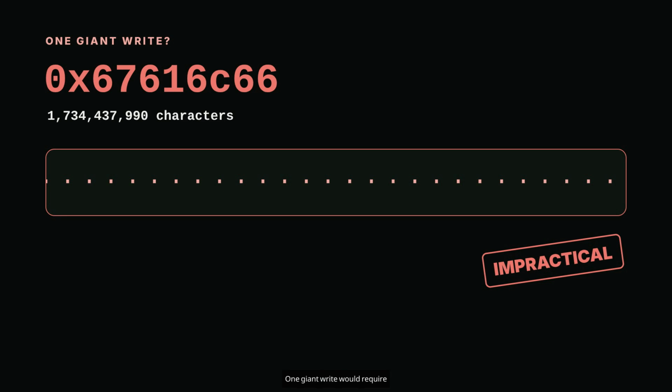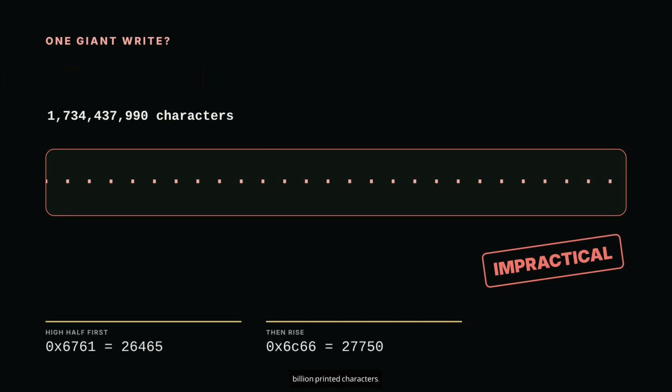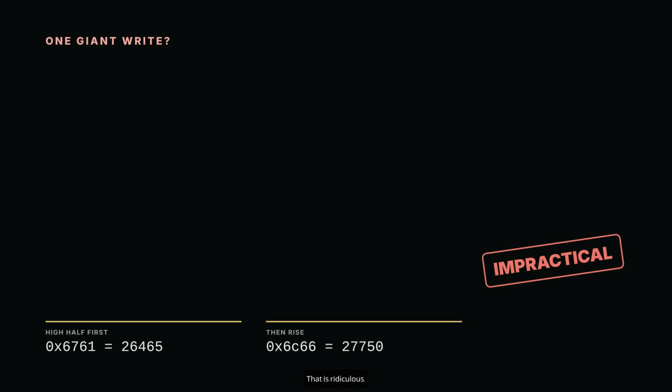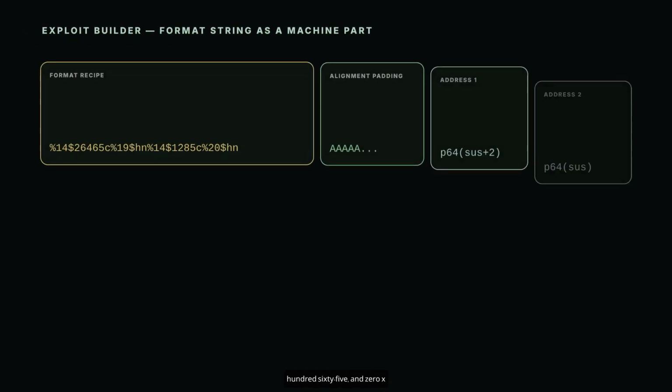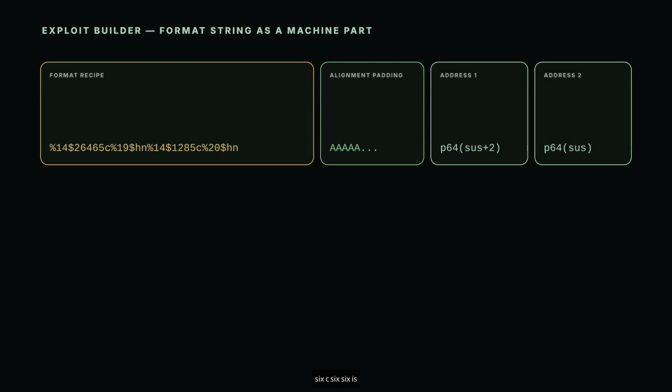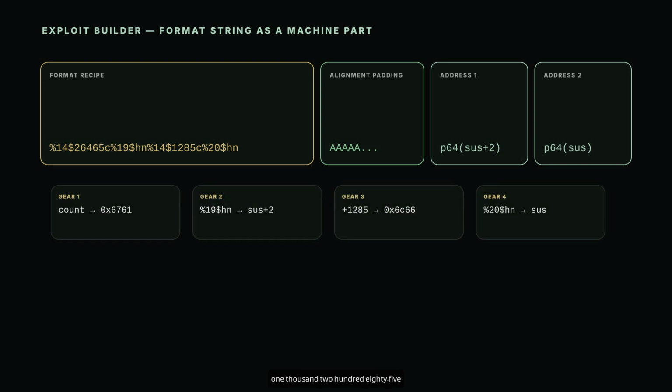One giant write would require more than 1.7 billion printed characters. That is ridiculous. Instead, split the target. 0x6761 is 26,465 and 0x6C66 is 27,750. The first count is smaller and the second is only 285 more, so the counter moves naturally upward. The recipe is printf with the 14th argument, then the 15th argument.